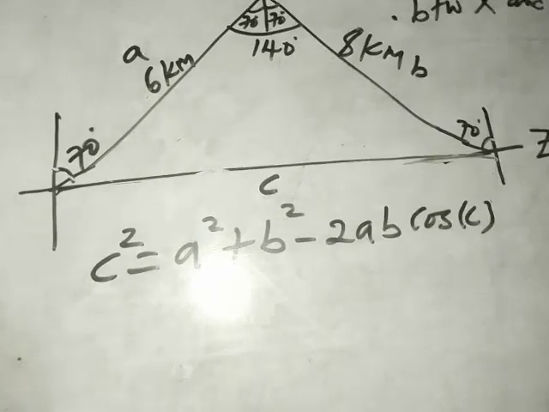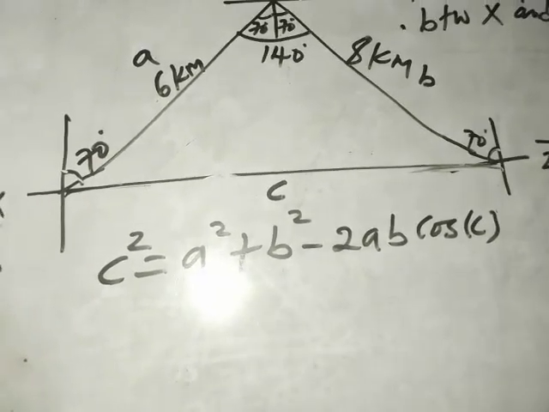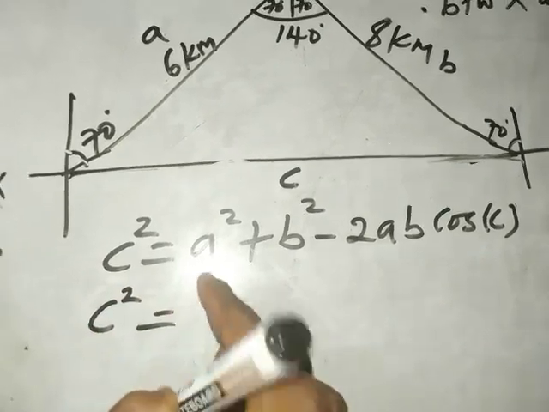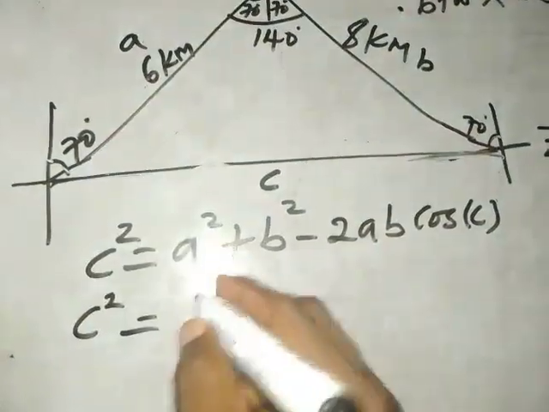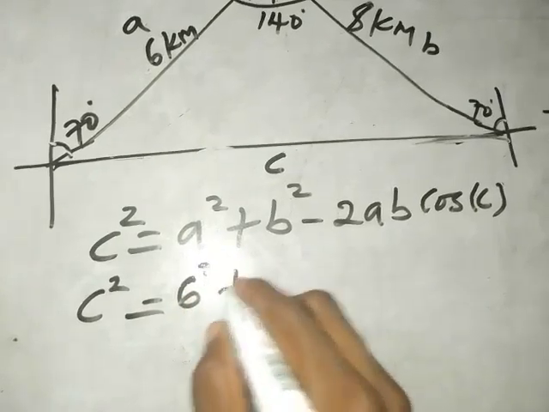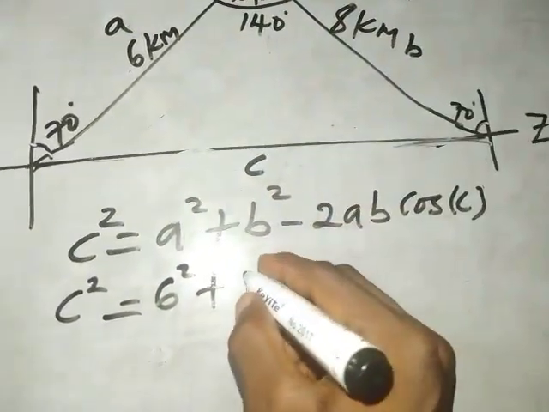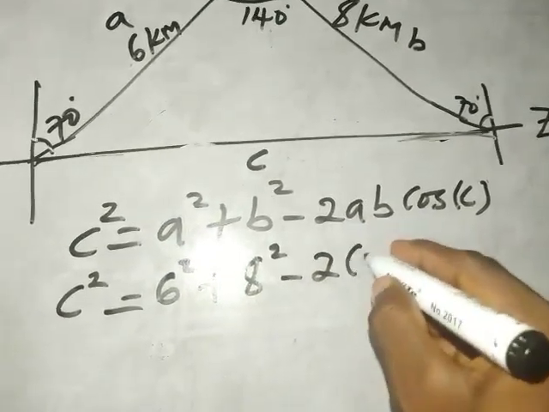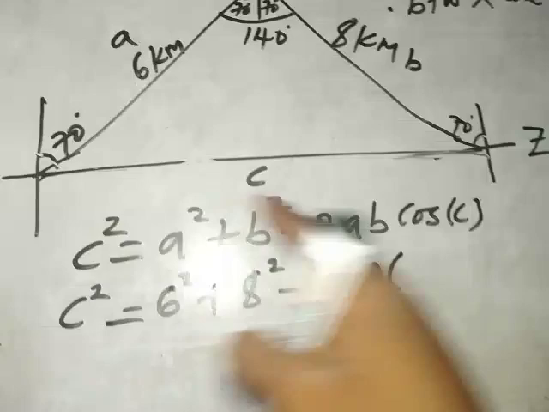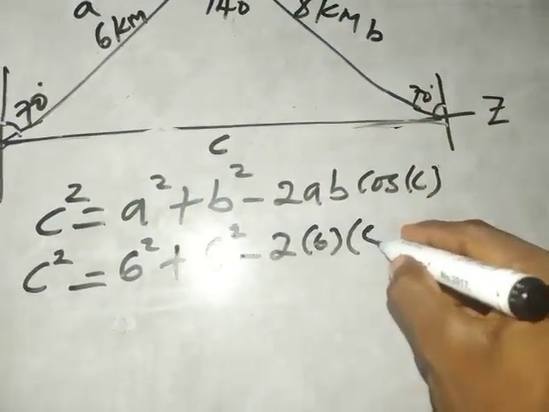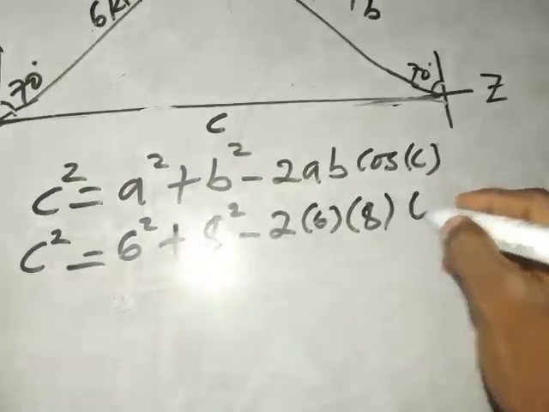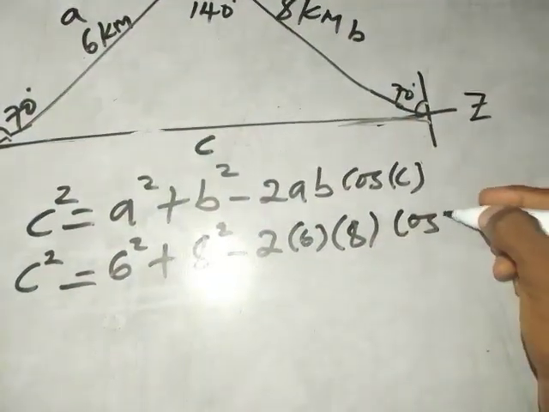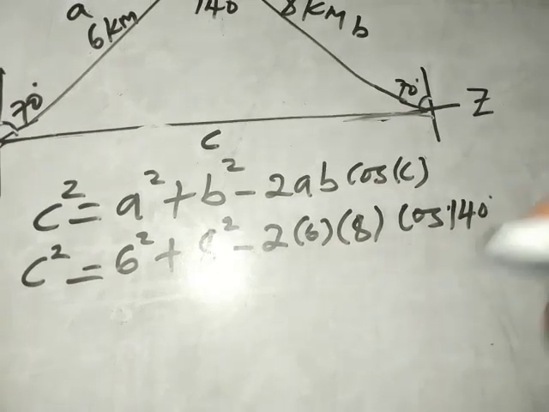So what we are going to do is to write C squared. C squared is equal to A, which is given as 6, so you square it: 6 squared, plus B, which is given as 8, you square it: 8 squared, minus 2 times A, which is 6, multiplied by B, which is 8, times cos of the opposite angle of C, which is 140 degrees. So you write here cos 140 degrees.